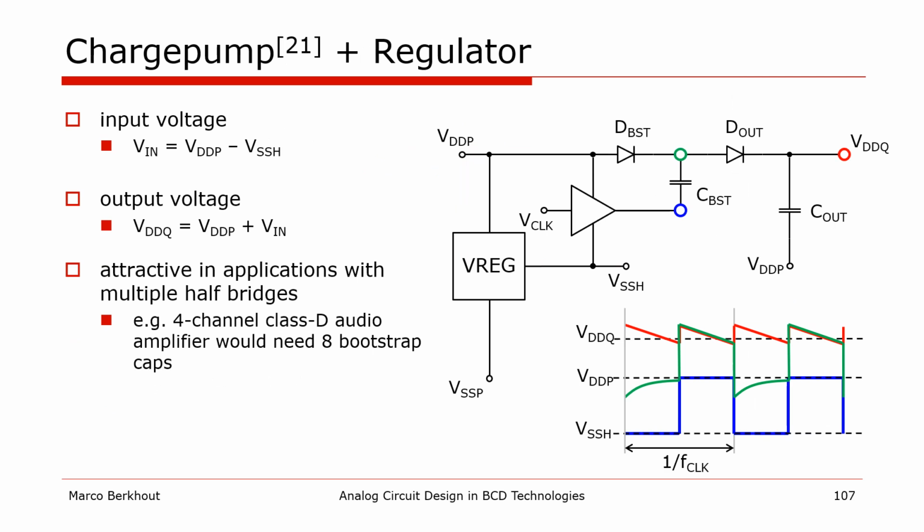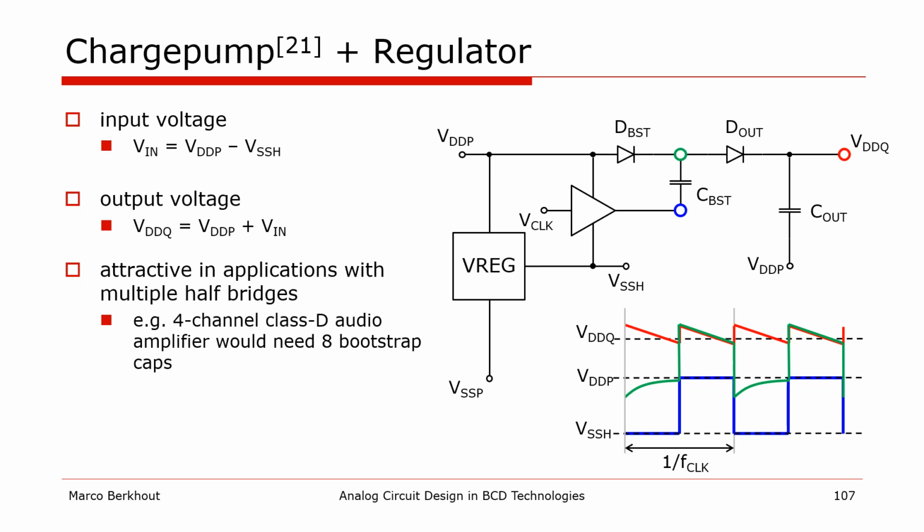Another variation on bootstrapping is to use a charge pump in combination with a voltage regulator. The voltage regulator makes a supply rail VSSH that is negative with respect to the main supply and serves as an input voltage for the charge pump. The charge pump switches between two stages controlled by a clock. When the clock is low, the capacitor C-boost is charged between VDDP and VSSH through the first diode, and when the clock is high, the capacitor is lifted on top of VDDP and discharged to the output capacitor through a second diode. And this generates a constant output voltage VDDQ that is higher than VDDP.